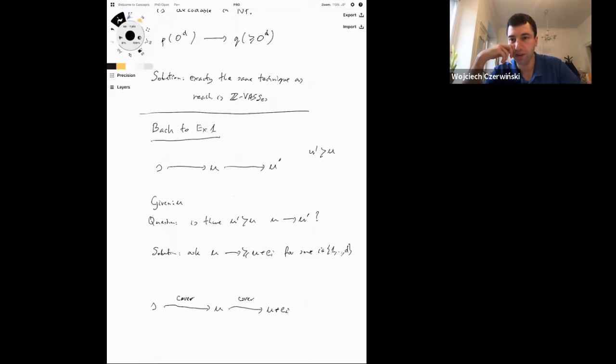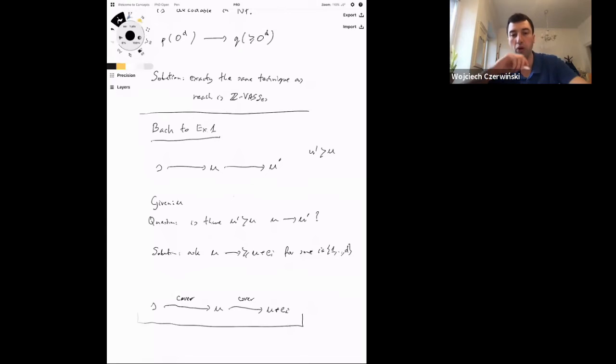But maybe it's nothing to show. Maybe just observe that it's enough to ask that not from S you don't have to reach U. It's enough that you cover some U, such that from this U you can cover U plus EI. Because if from U you can do this loop, then from everything which is bigger you also can do this loop. So now we want to look for something like that.